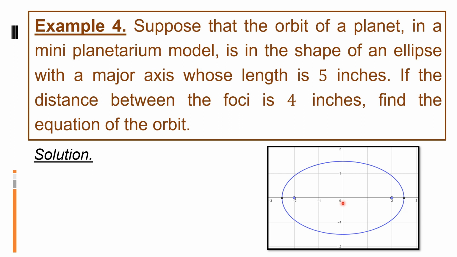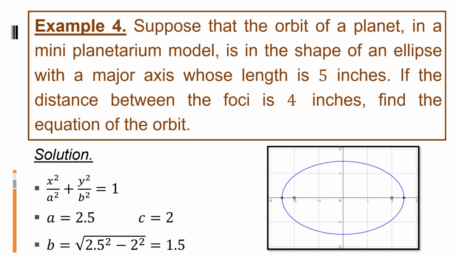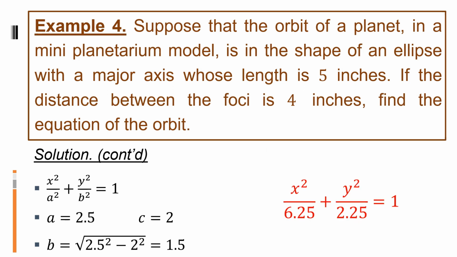Tapos yung major axis natin is 5. So, ibig sabihin, from here to here, 5 dapat yan. Kaya yung vertex natin ay nasa negative 2.5 at nasa 2.5. So, gagamitin natin ngayon itong equation na to model our ellipse with A equal to 2.5 and C equal to 2 as given in the problem. Now, getting B, we know that B is equal to the square root of 2.5 squared minus 2 squared. So, that is 1.5. Therefore, our equation now is x squared over our A squared is 6.25 plus y squared over our B squared is 2.25 equals 1.